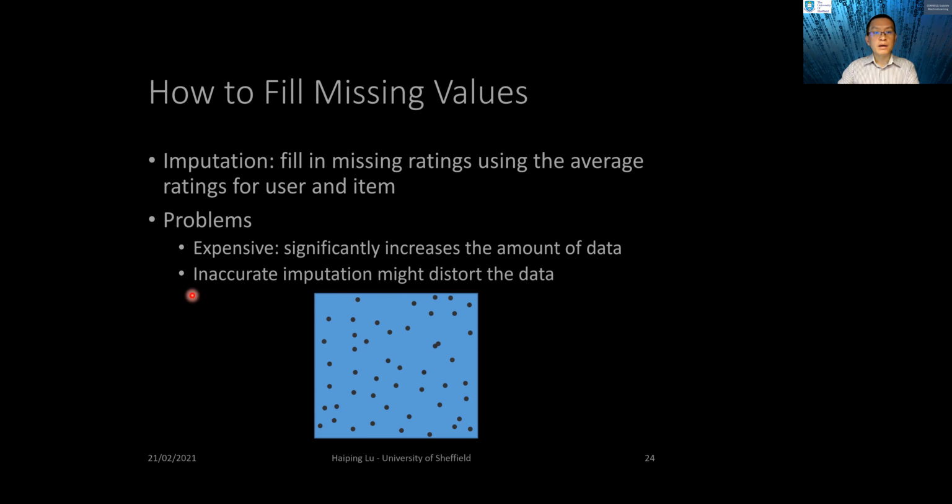Secondly, filling in the average rating for the user and item is inaccurate, because you cannot just assume that the user will give an average rating for that item. This will distort the data, because once you fill in the values, they will be considered as real. So it will distort the data.